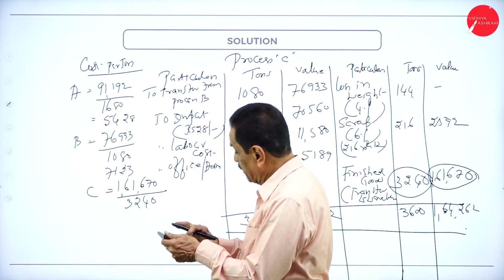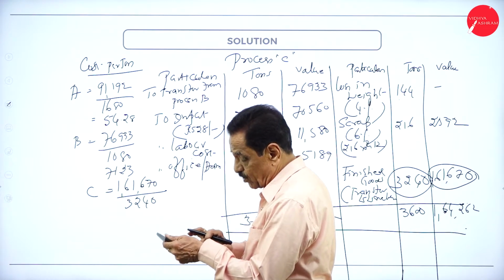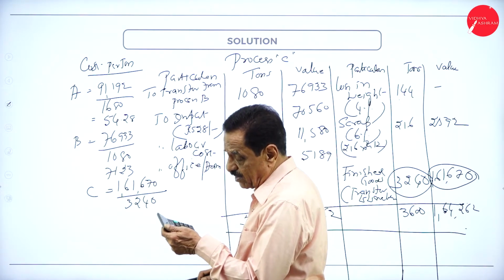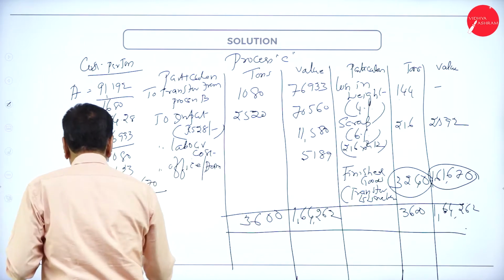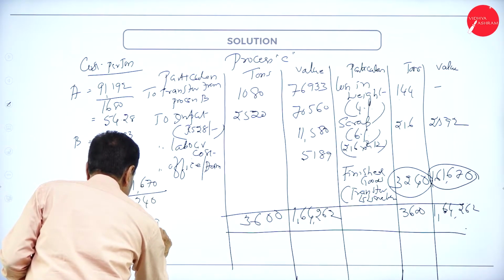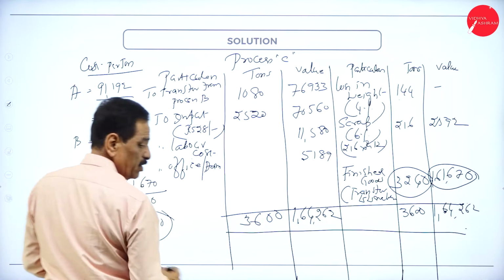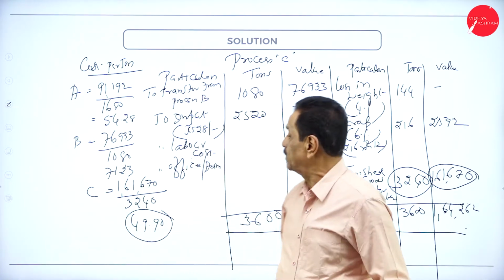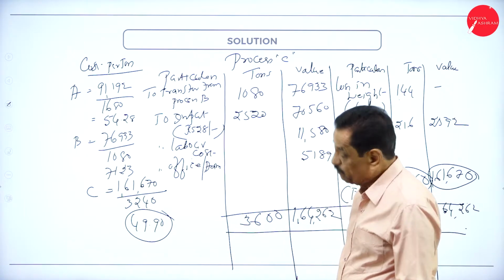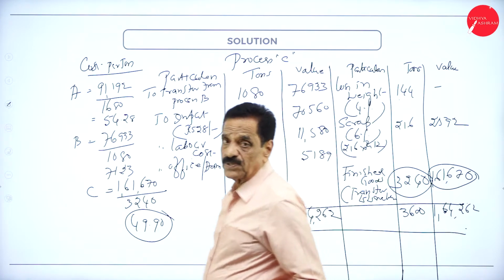1,61,670 divided by 3240. So 49.89 means 49 rupees 90 paisa. So this is your per ton value. Hope you understand this. Cost per ton.